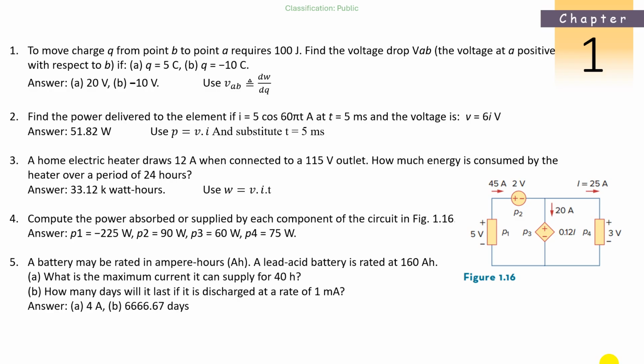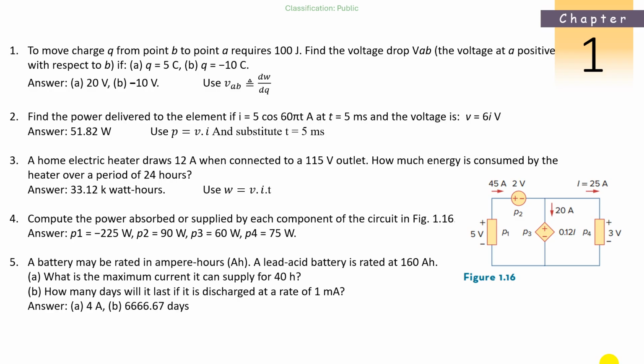A battery may be rated in ampere hours. That's ampere hour, like watt hour. For 1 hour it will give some amperes. A lead acid battery is rated 160 ampere hour. What is the maximum current it can supply for 40 hours? So 160 divided by 40. We need amperes, and the rating is 160 ampere hour, so divide. 160 by 40 is 4 amperes.